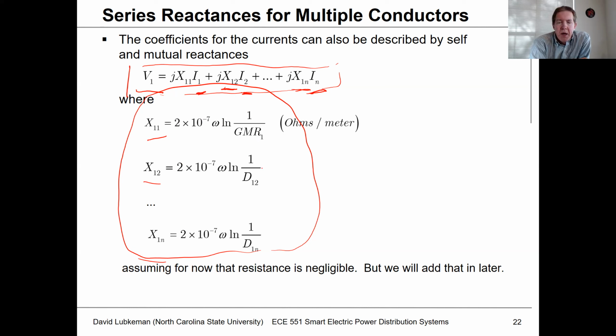All right, so note these mutual terms. What's important here is that these mutual terms are going to be functions of the spacing between the wires. And again, the thing I have to take into account is that it's related to the natural log.